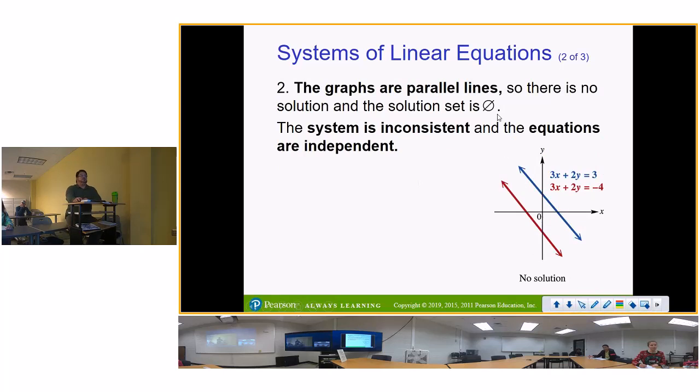Parallel lines, no solution. Now make sure you say the system is inconsistent and the equations are independent. Write that down and highlight it because on some standardized tests, they don't do anything but ask you this. Is the system inconsistent or consistent? If they are inconsistent or consistent, are they independent or dependent? That's all they ask. And really all that's a bunch of junk. Basically, most algebra teachers are going to ask you, does it intersect, or is it parallel, or is it the same line?